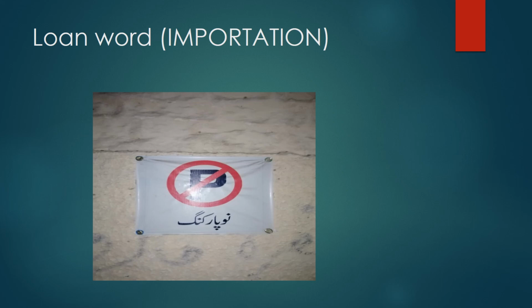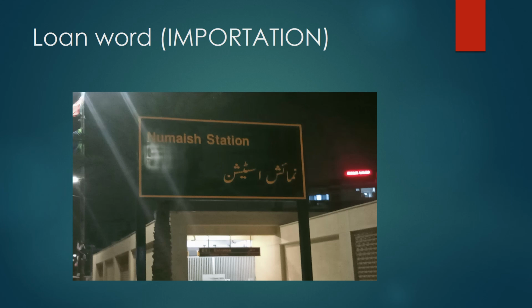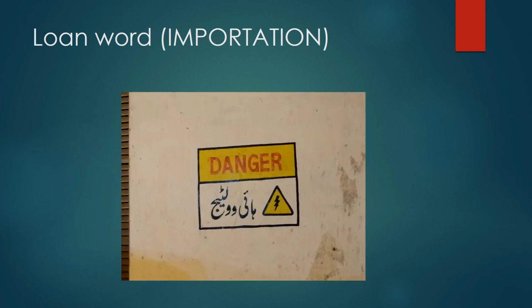A no parking sign which says no parking, but not in English, but in Urdu. Again, an example of loan word importation. On this display, we have the word station written in Urdu, Numaish station in English, and a Numaish station in Urdu. The word station is basically an English word, so it is again an example of loan word here. This display says in danger in English first, and then below that it says high voltage, written and adapted in Urdu. Again, an example of loan word.